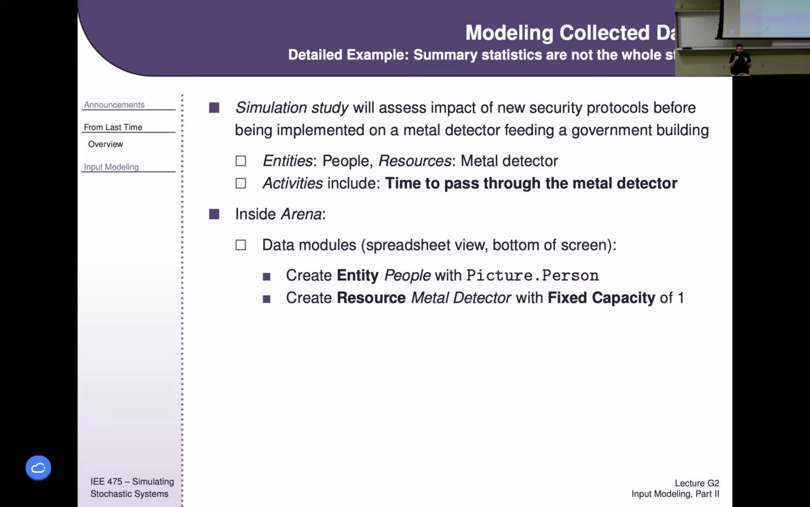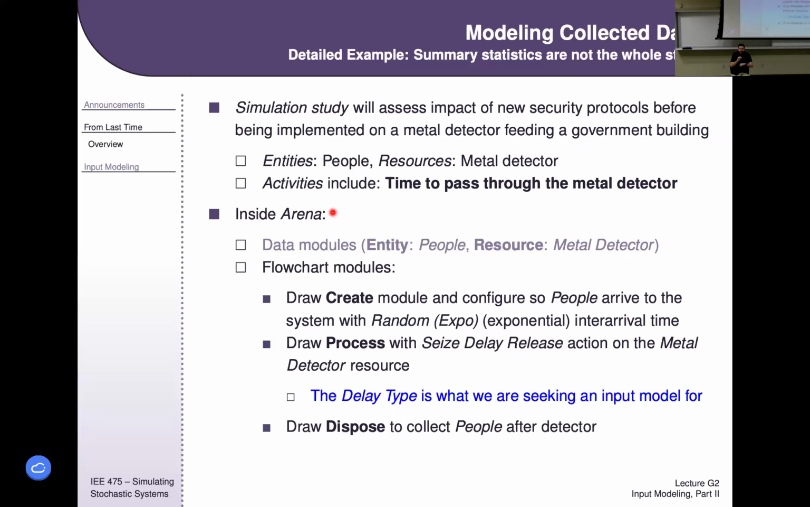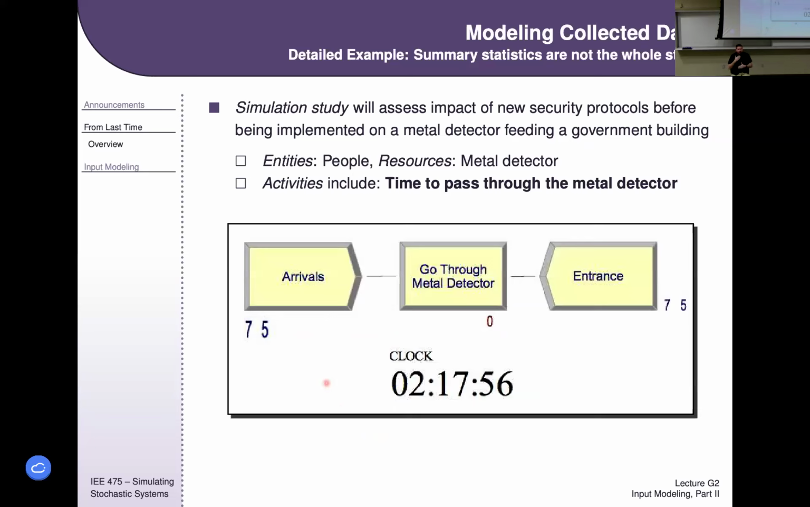We talked about this last time a bit. Let's make this a little more exotic and show how the data can actually help drive us to different choices about which inputs to use. So if I want to create this model, I can create an entity, people, with these pictures. I can create a resource, metal detector, with a fixed capacity. I can then, on my flow chart, bring in a create module so that these people arrive, a process module so the metal detector gets seized, delayed, and released, and then a dispose module to collect them all. So a relatively simple process, looks like this one.